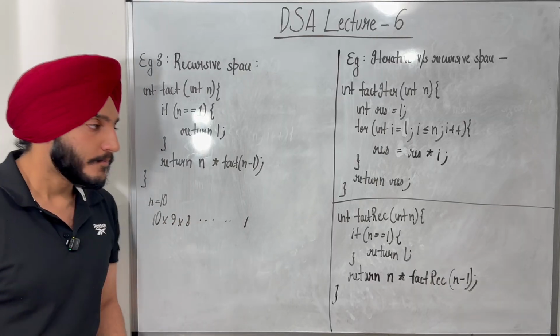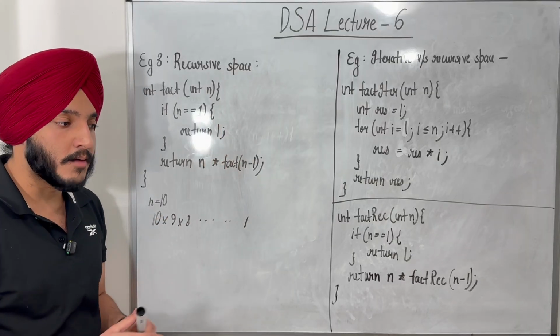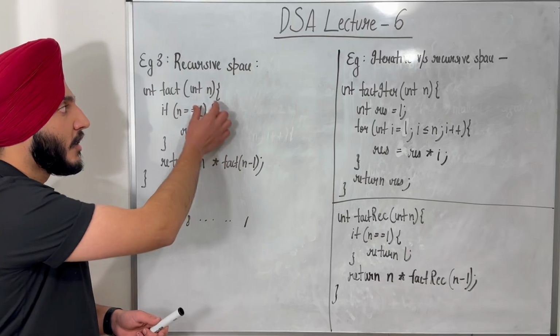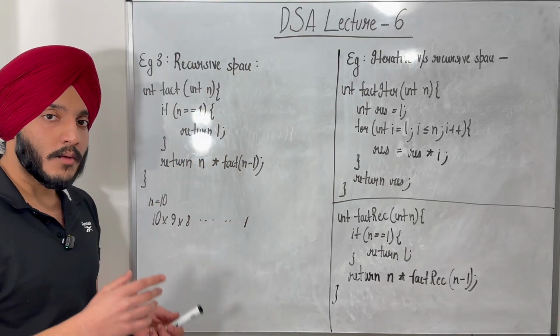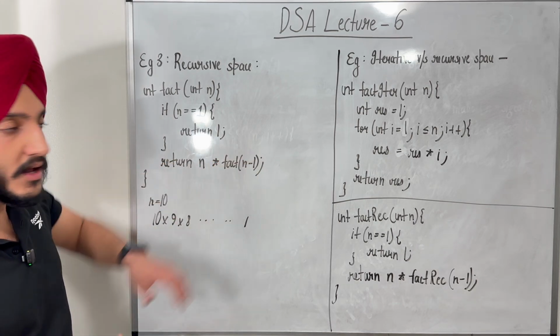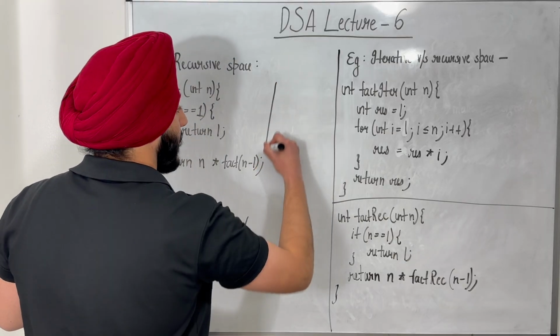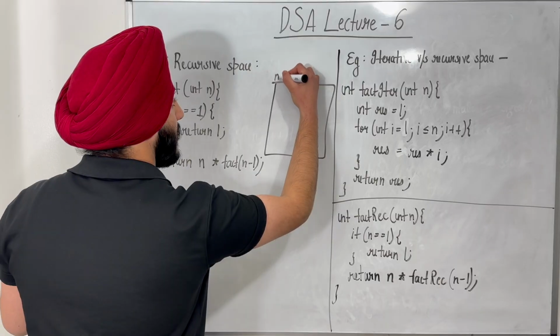But the point is that even though I have not really created an array in this, I have not dynamically allocated memory of size n, or created an array of size n, still, what I'm doing is calling this function again and again. And this is what's happening. Think about the computer memory. Let's say this is the memory.